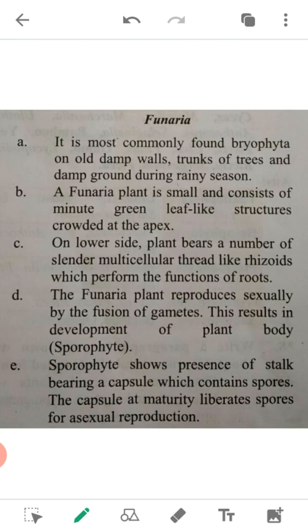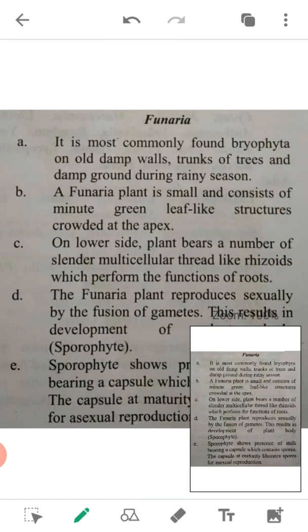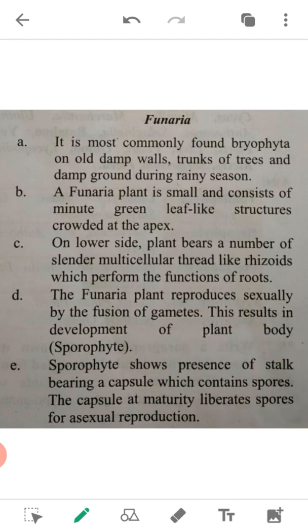E point: the sporophyte shows the presence of a stalk bearing a capsule which contains spores. The capsule at maturity liberates spores for asexual reproduction.